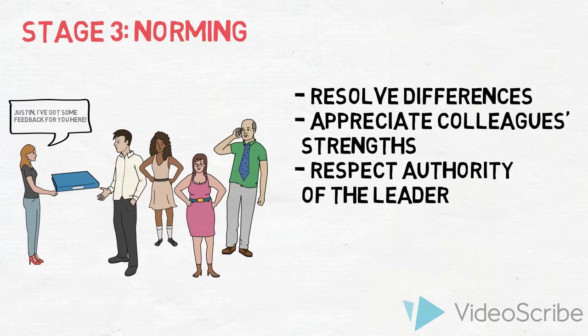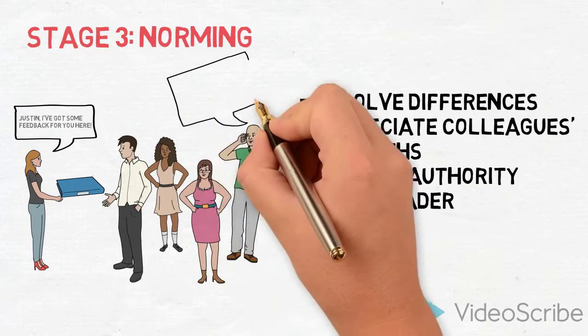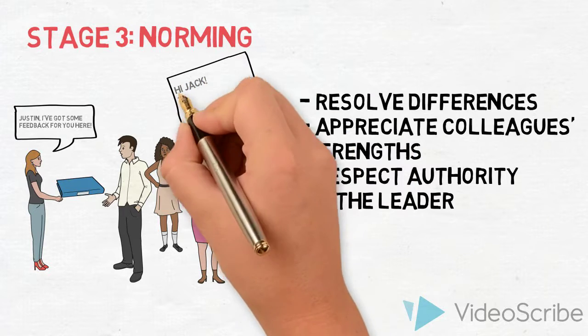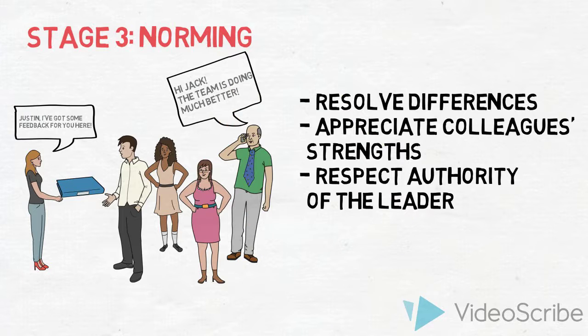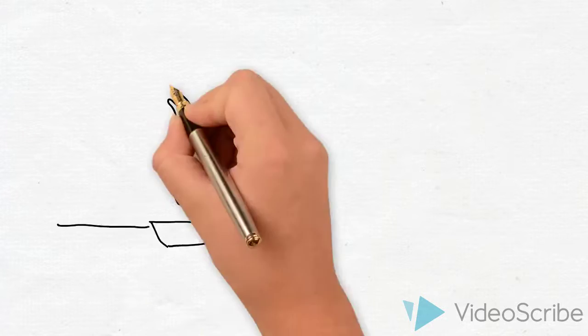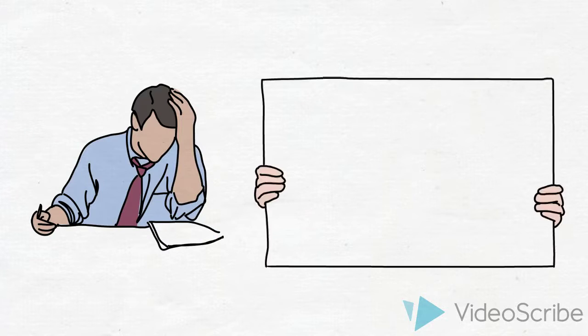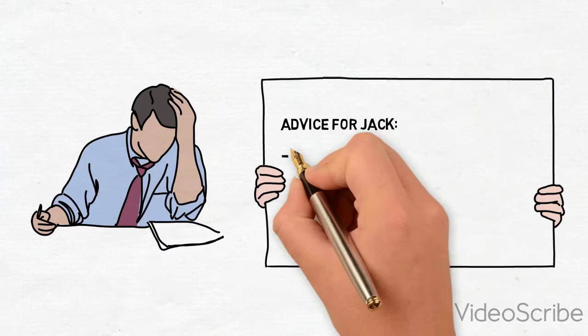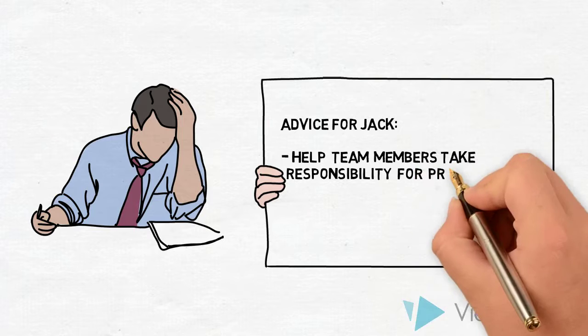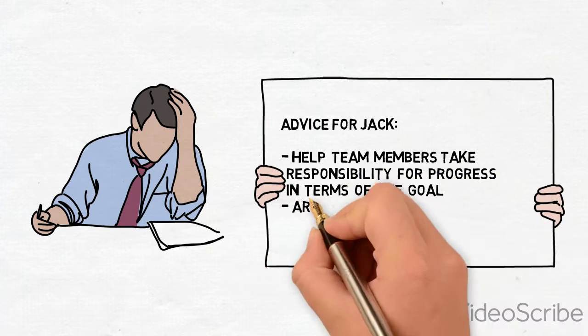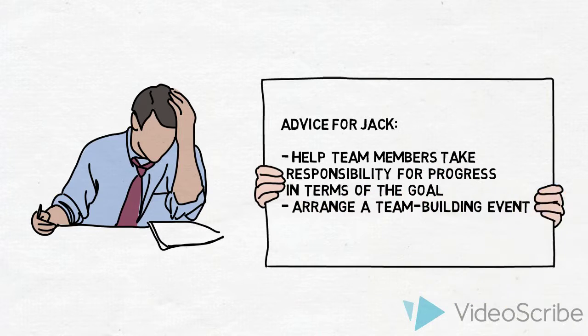People develop a stronger commitment to the team goal, and you start to see good progress towards it. There is often a prolonged overlap between storming and norming, because, as new tasks come up, the team may lapse back into behavior from the storming stage. Here's some advice for Jack. Step back and help team members take responsibility for progress towards the goal. This could also be a good time to arrange a team-building event.